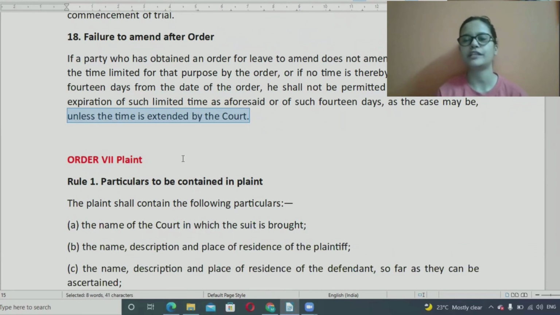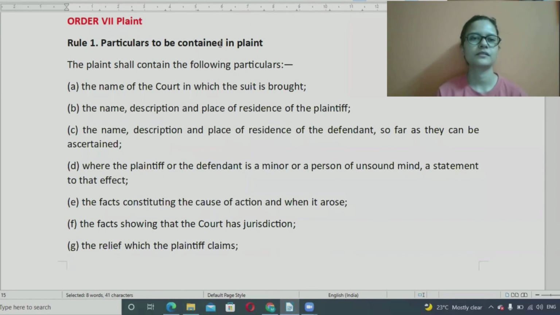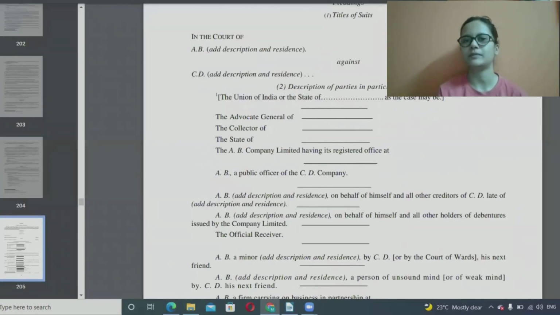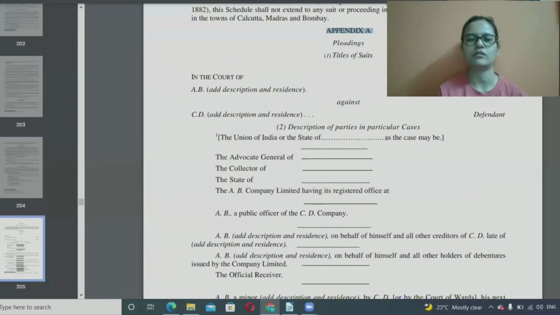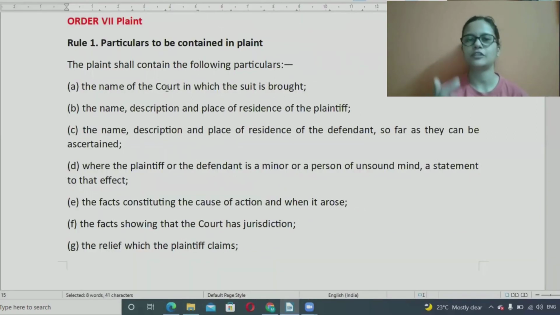Then we have Order 7 also, where again we have some important rules related to the plaint, which will be filed by the plaintiff. Now we are talking about the plaint, that it should be submitted, that is how they need to institute the suit. But what will be mentioned in the plaint? At the starting it will mention "before so and so court". It will mention the court name in which the suit is brought. That is what the format is also.